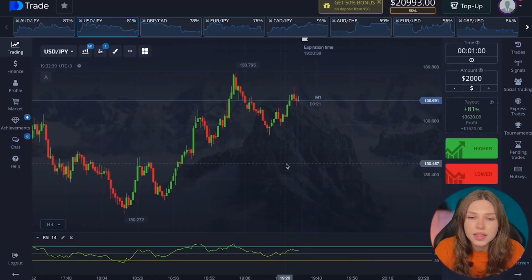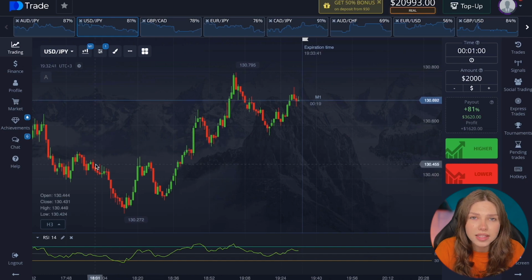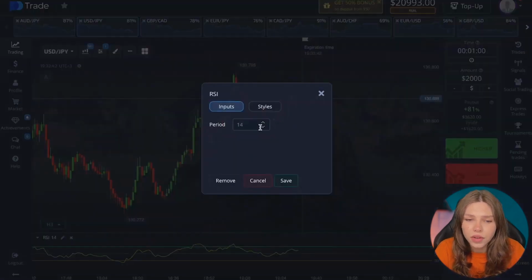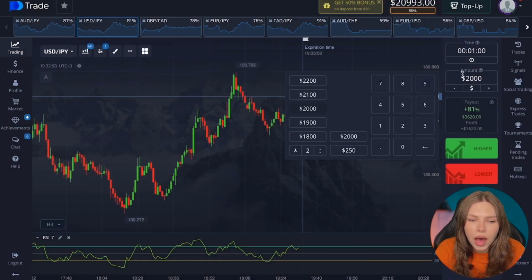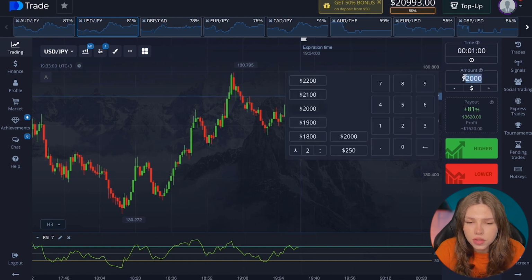So today we will study such a strategy as RSI. It is very simple. The first thing to do in my case is to set the period to 7 because we will have a trade for 1 minute.